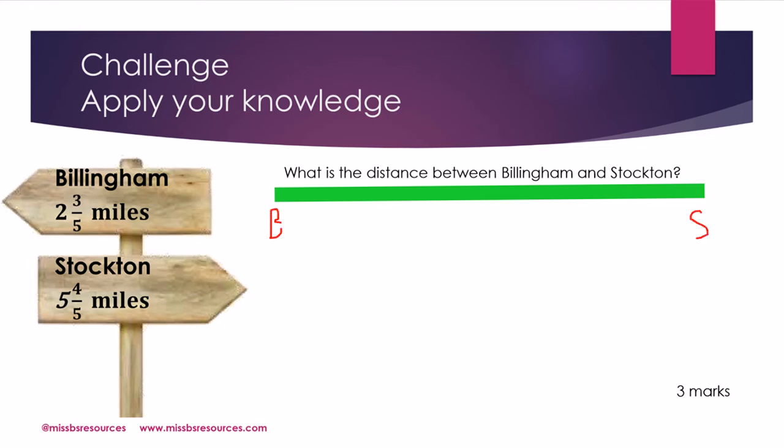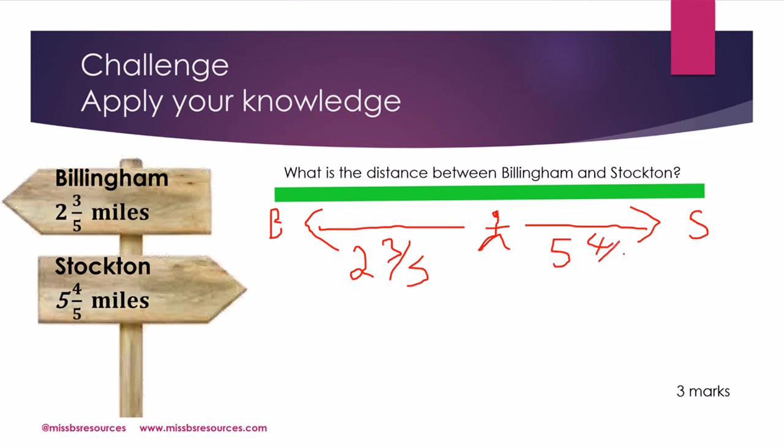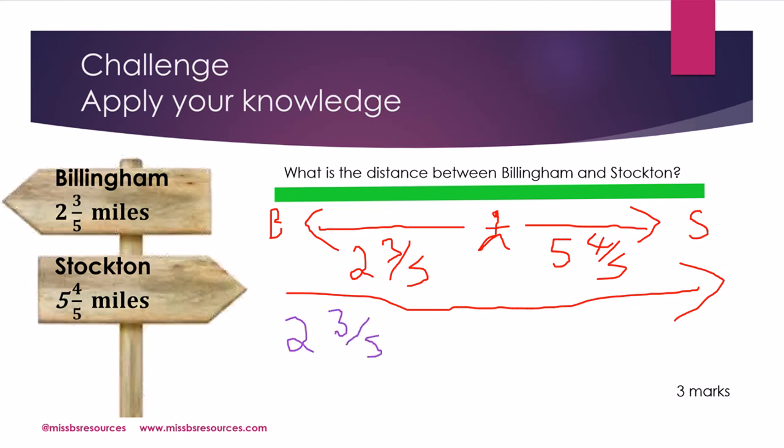Now, to get to Billingham, it'll be 2 and 3/5 of a mile, and to get to Stockton, it'll be 5 and 4/5 of a mile. And we want this full distance from Billingham to Stockton, so what we need to do is add the fractions together. So we're going to do 2 and 3/5, add on 5 and 4/5. Now this we can do. We deal with the whole numbers first, so the 2, add on the 5, and that gets us 7.